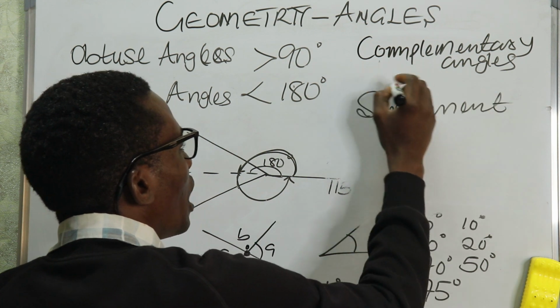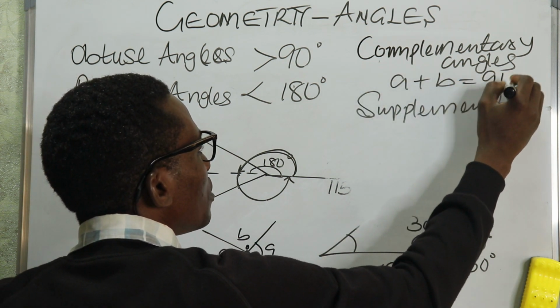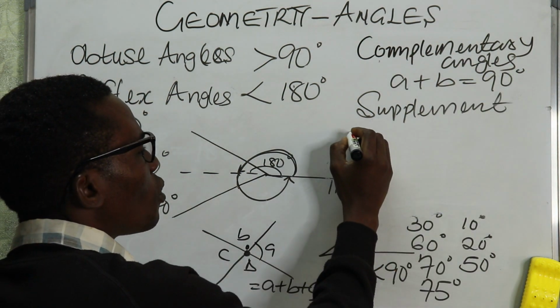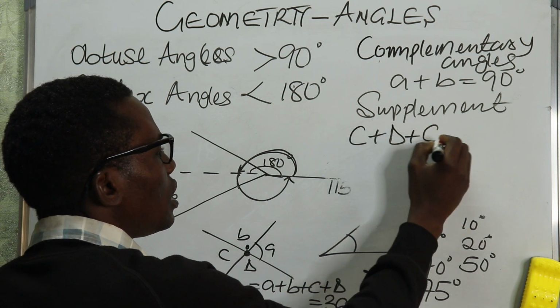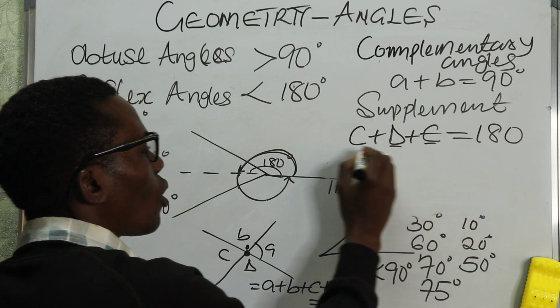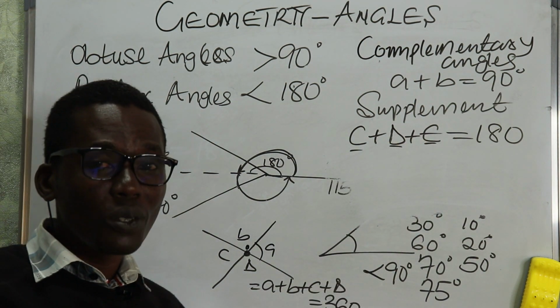When two or more angles A plus B add up to give 90 degrees, they are complementary angles. But when we have two or more angles C plus D plus E, they add up to give 180. Those angles are called what? Supplementary angles. So you take note of that.